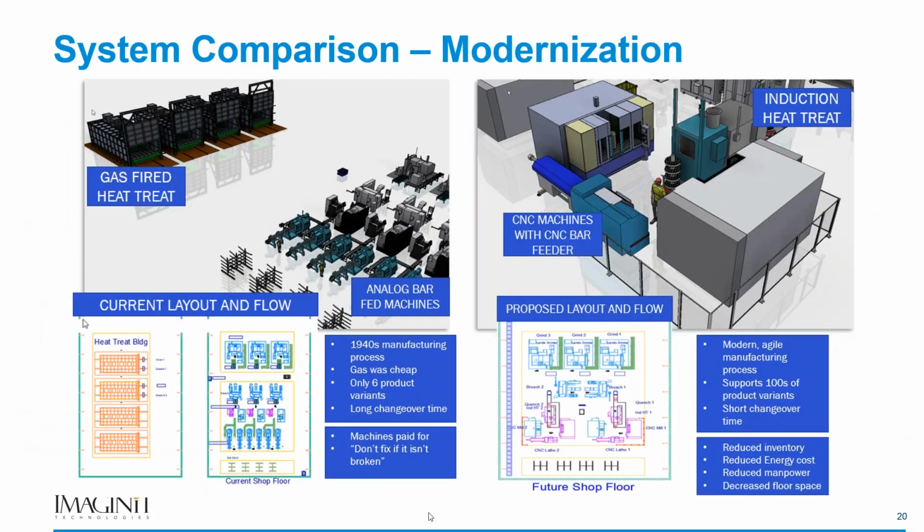Another scenario would be around modernization. So on the left-hand side, we have a current environment, current flow, current layout of a facility. We have some analog bar feeding machines. And basically this was a plant that was built in the 1940s. Gas was cheap. We only had 6 product variances. However, it created a long changeover time based on the equipment. But hey, machines are paid for. Don't fix it if it's not broken, okay?